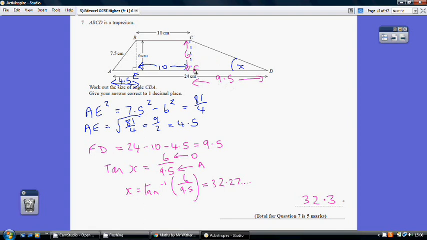Now the opposite side CF is easy enough. That's going to be another 6. But I need a way of working out this length DF, which I'll later find out to be 9.5. Now how can I work that out? Well, I know this length here from a point that I'm calling E to F.